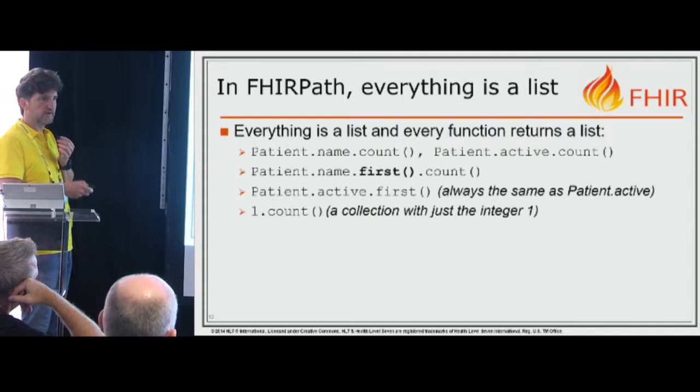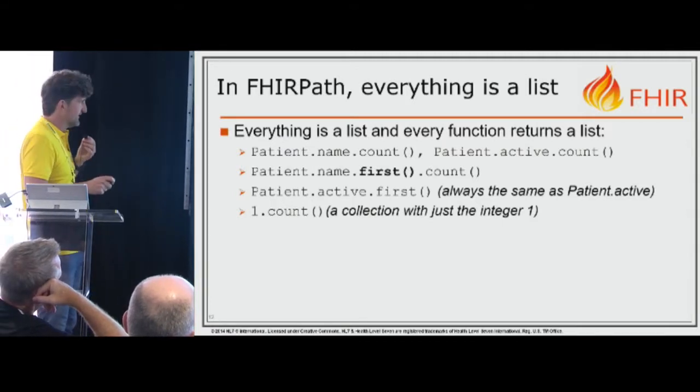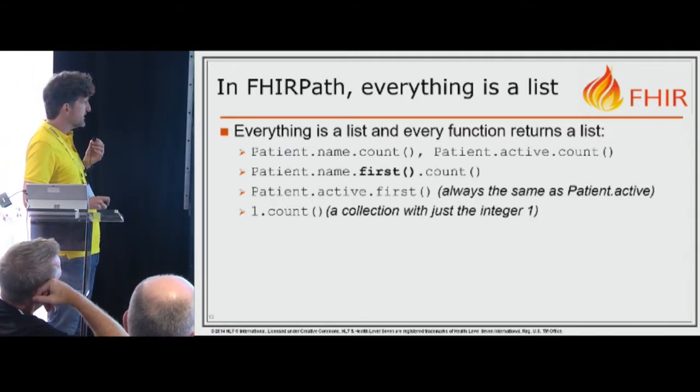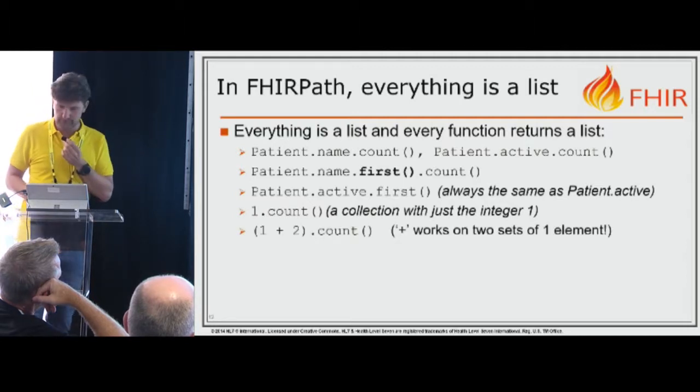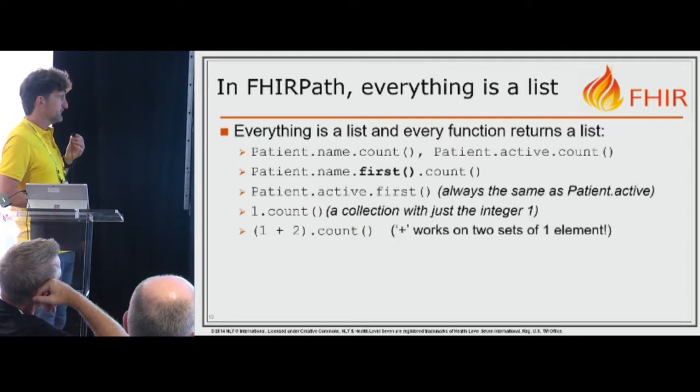And once you understand that, maybe the next ones also make sense. 1.count. Everything is a list. So even a constant like 1 is actually a list of one thing, the number 1. And if you're counting that, it returns 1. So maybe I should have put 3 here, because 3.count is 1. And this is a collection with just the integer. When we go one step up, (1 plus 2).count. Well, this, of course, is a single number that you count, so that would return 1.